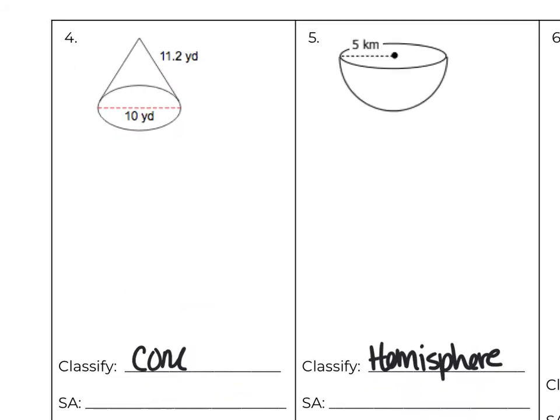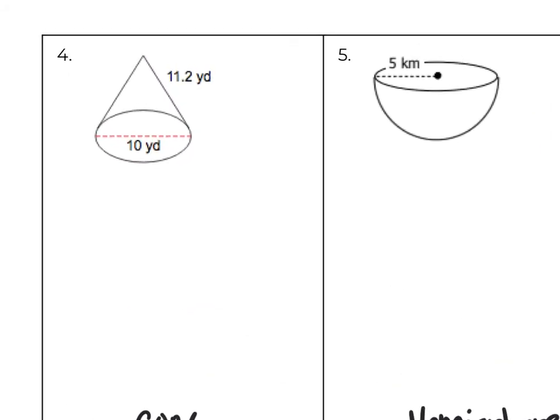All right, now for the surface area. So 4 has a formula. Okay, so let's write the formula just to help you kind of memorize it. So I do the area of the base. Alyssa, did they give us the radius here? No, so what would the radius be? Good. So I do pi r squared plus pi RL.